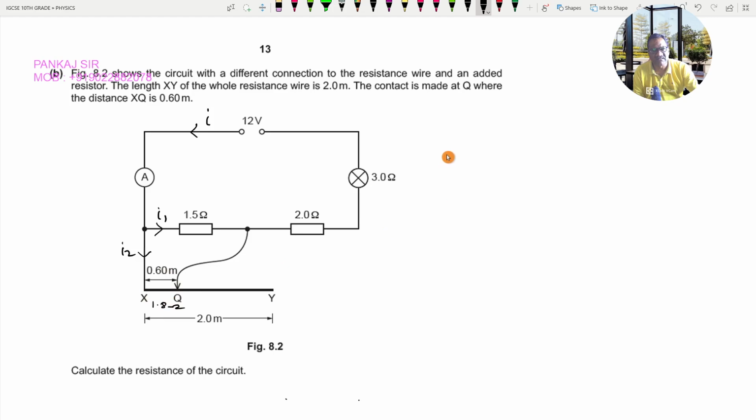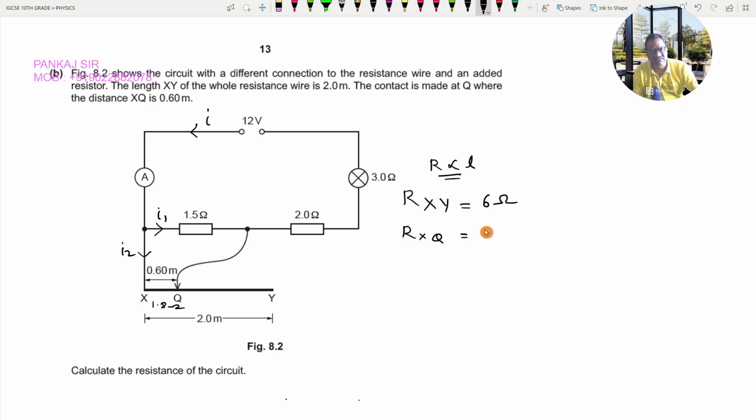So we know that resistance is directly proportional to length, and we are going to use this. So resistance for XY is how much? Resistance for XY is equal to 6 ohm. That is given in the A part of the question. So for XY, the resistance is 6 ohms. So what will be the resistance for XQ?